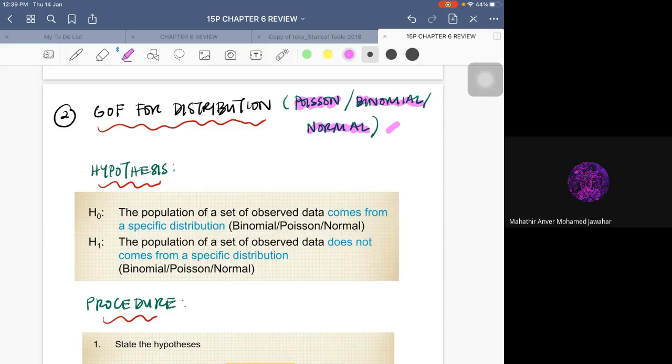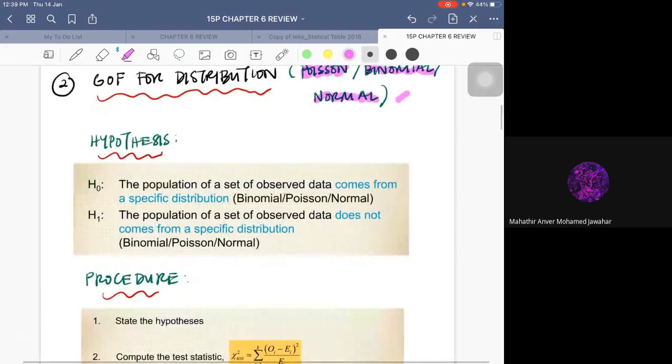So what is the hypothesis? The null hypothesis says that the population of a set of observed data comes from a specific distribution. The highlight is that it follows the distribution that is given. In the alternative hypothesis, we say that it does not come from that particular distribution. So we agree with the distribution in the null, and disagree with the distribution in the alternative.